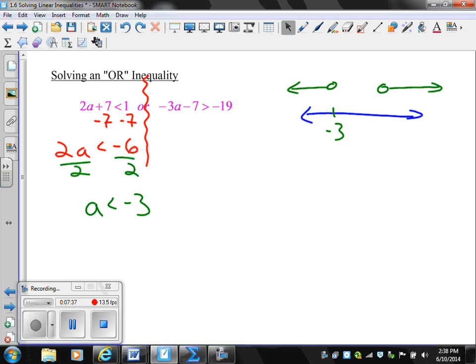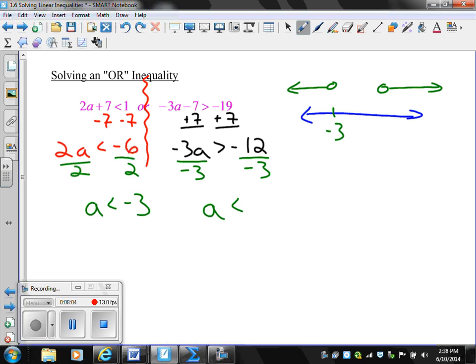All right, now I'm going to work the right side. I'm going to add the 7. And I get -3a is greater than -12. And now I'm going to divide by this -3, so I can get a by itself. And I'm dividing by a negative with an inequality. So what do we need to do here? Well, I need to flip this inequality sign. Notice how that got flipped, right? It's now pointing the other way. So now I end up with a is less than 4.